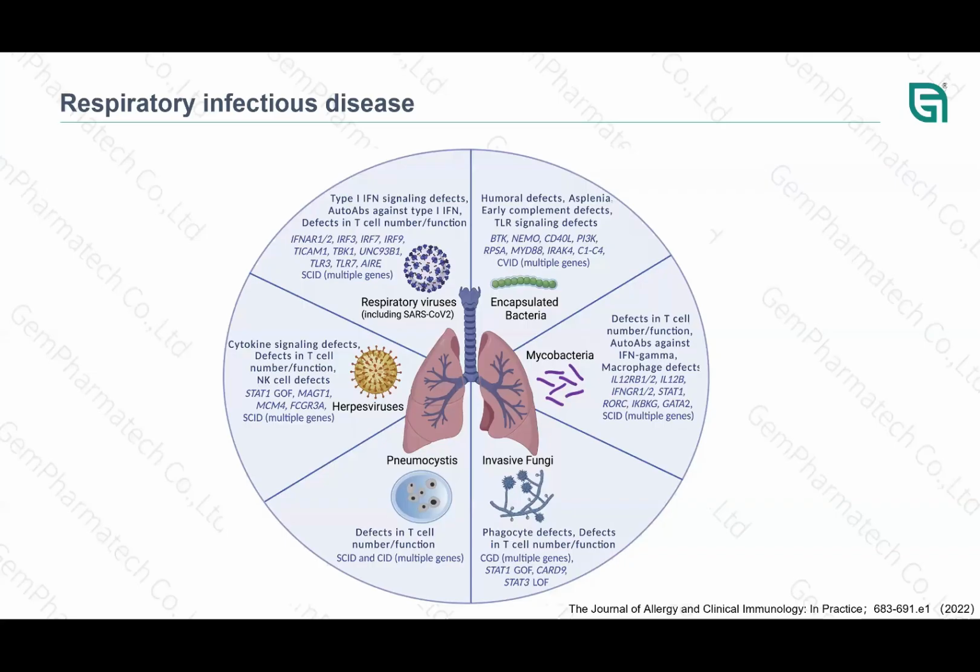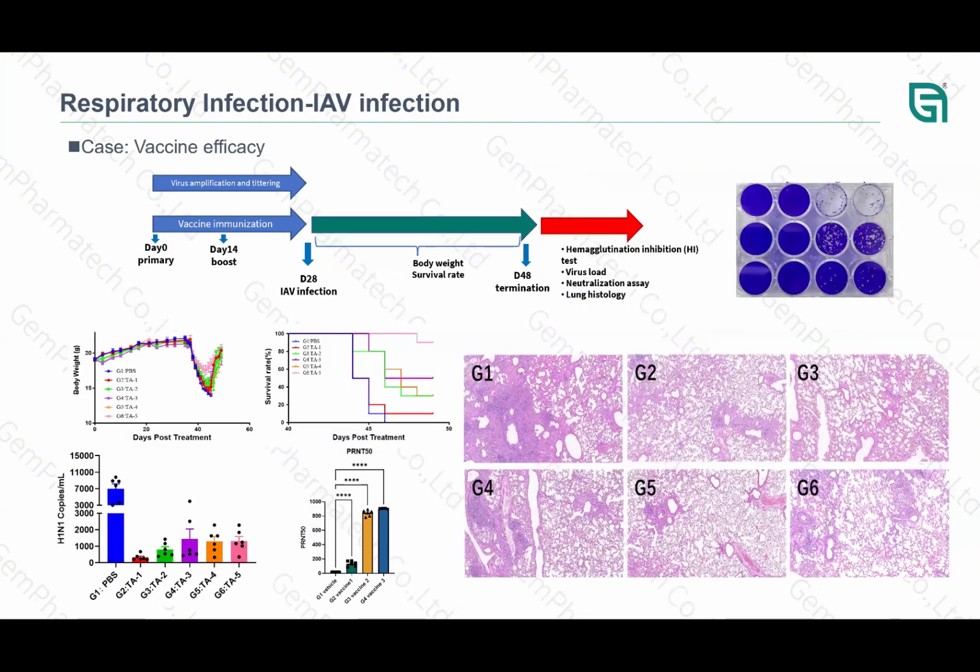The respiratory system is easily invaded by different pathogens, causing local and or even invasive infection in our body. And our platform has built relevant models for viral, bacterial, and fungal lung infections. Here are two specific examples. And let's start with the first one, the respiratory infection with influenza virus.